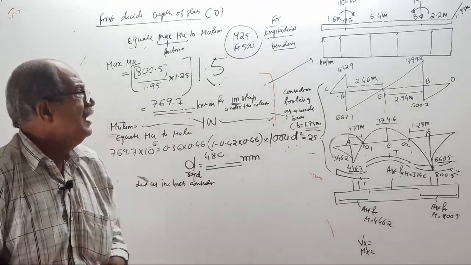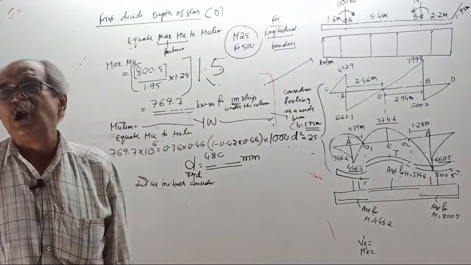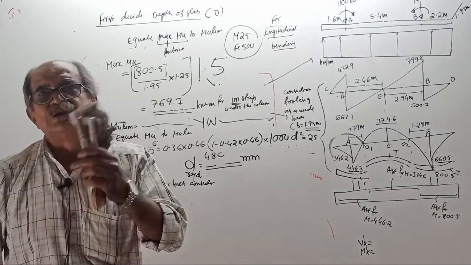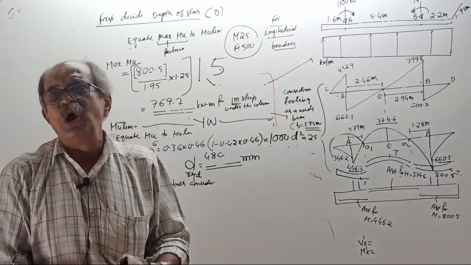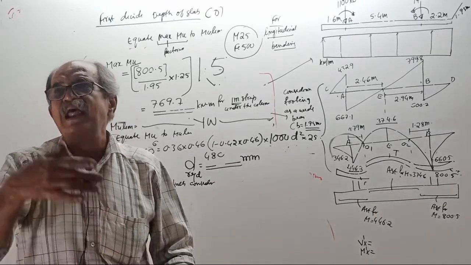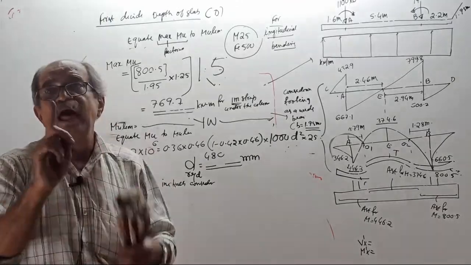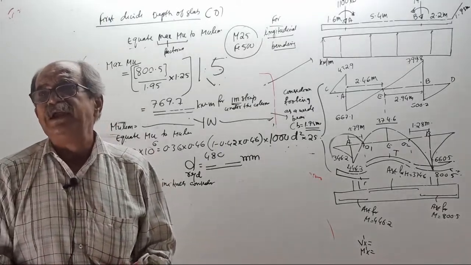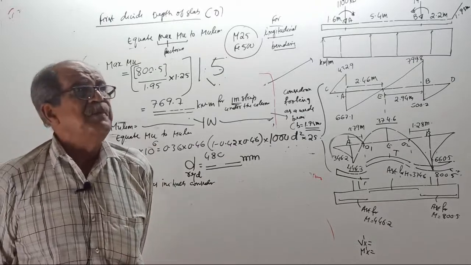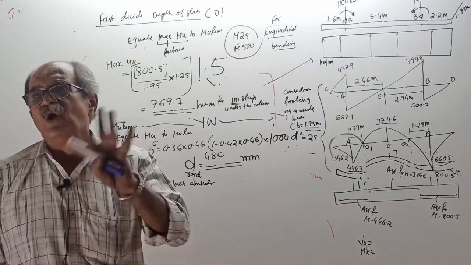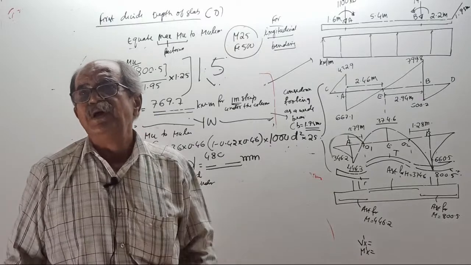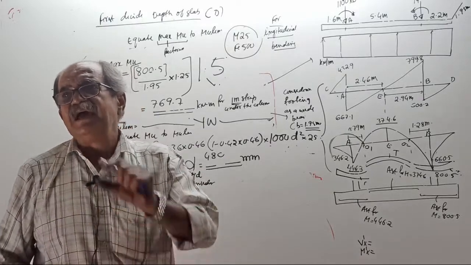Therefore, don't take 10 torr or 12 torr. If you take 10 torr or 12 torr, the bars will come so close together that the bar bend will run away. Take a higher diameter. For isolated footing, I told you to take around 16 torr in the beginning and reduce later. Here, heavy steel will come, so for the safer side, take a higher diameter.